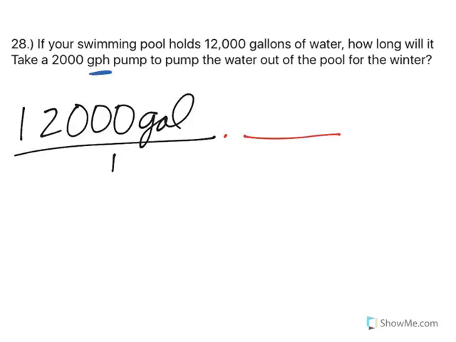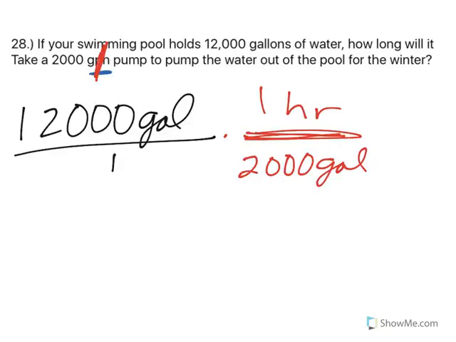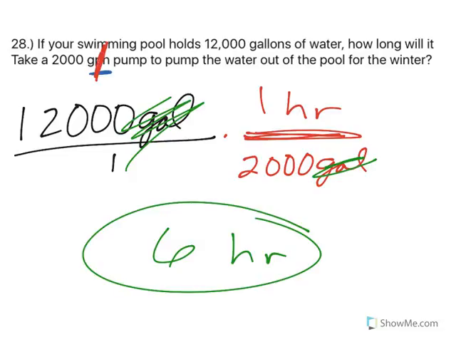And it says we have 2,000 gallons per hour, the per is the division bar. So I need the gallons to go on the bottom, 2,000 gallons per hour. And it's okay to write it upside down, right? You put it where you want it. Gallons cancel out. I'm going to divide, and it's going to take 6 hours. And there is the video on special rates.